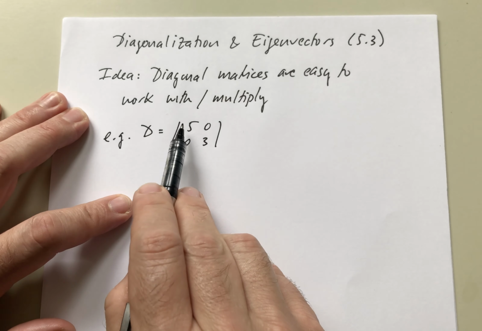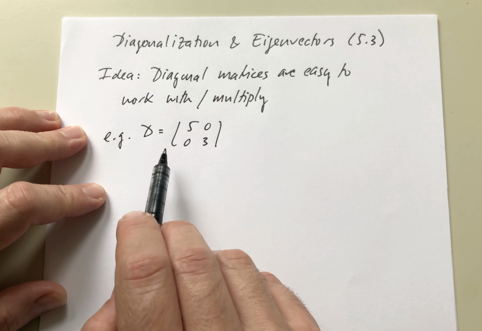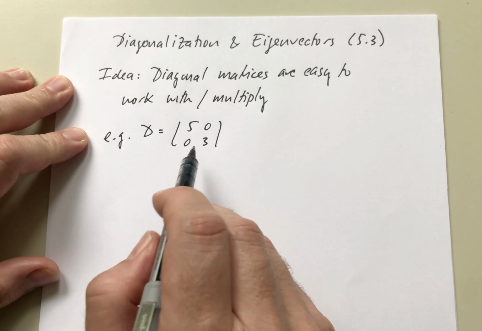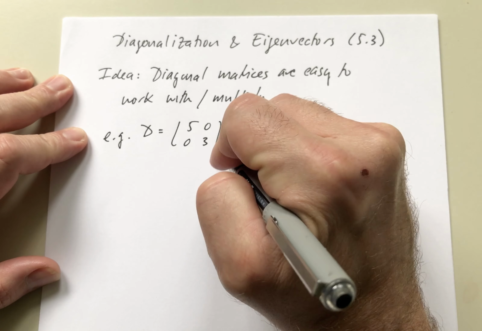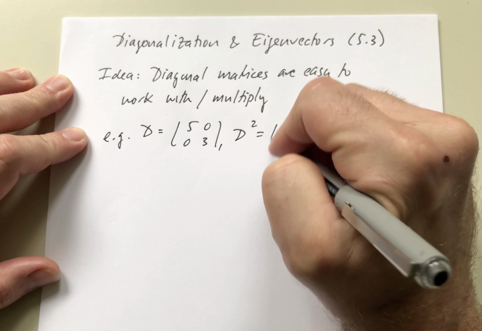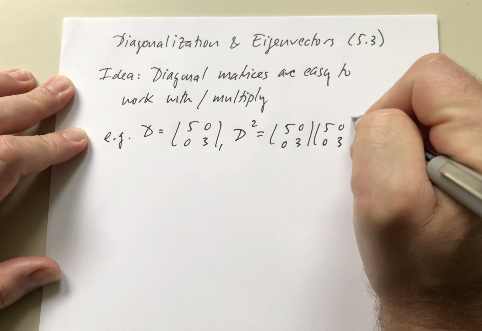Diagonal means that I only have non-zero entries on the diagonal. So everything off the diagonal has to be 0. The diagonal entries can be anything they want. They can be 0. I just know that things off the diagonal have to be 0. And notice that if I take D squared, which is D times D, this is easy because, let's do this.